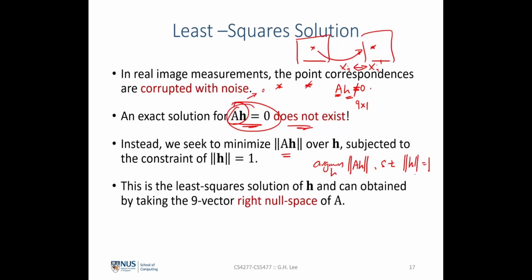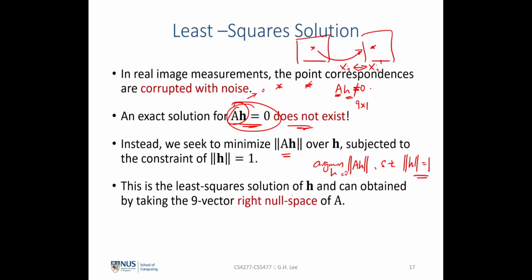This is because if we didn't have this particular constraint, then the H that minimizes this norm could actually be equal to the 0 vector. And this is not a solution that we want, because we don't want a trivial solution for our homography matrix. And subject to 1, it's also because we do not know the scale of our homography matrix. Hence, we will just normalize the scale to 1 here.